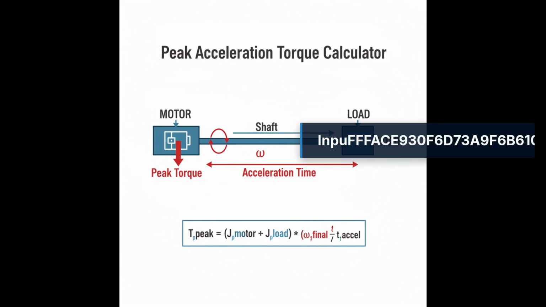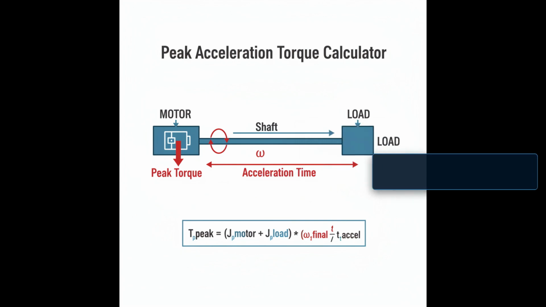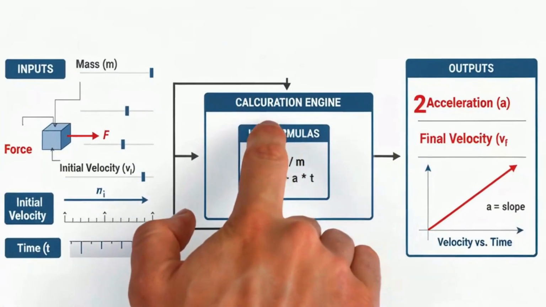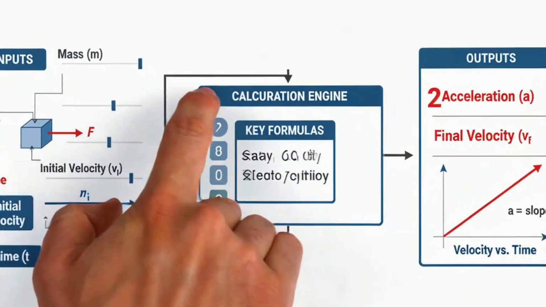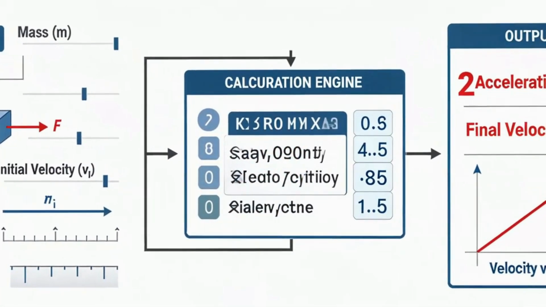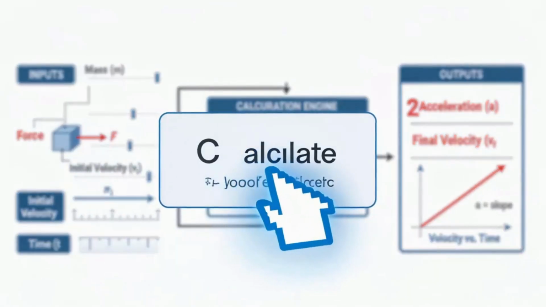Next is target speed, where you input your desired final rotational speed in RPM. Finally, there's acceleration time, which is how long you want the acceleration to take in seconds. For this demonstration, I'll use a total inertia of 0.1, a target speed of 1800 RPM, and an acceleration time of 0.5 seconds. After clicking Calculate Peak Torque, we get 2 key results.